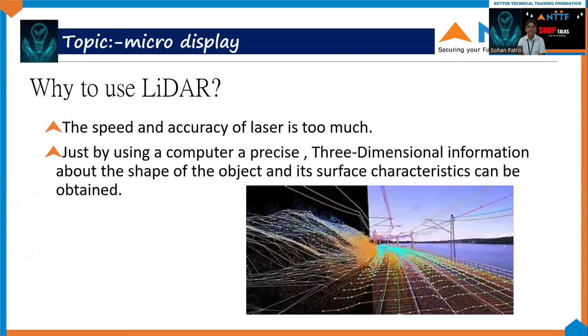Then why to use LIDAR? The speed and accuracy of laser is very high. Just by using computer processing, three-dimensional information about the shape of the object and its surface characteristics can be obtained.